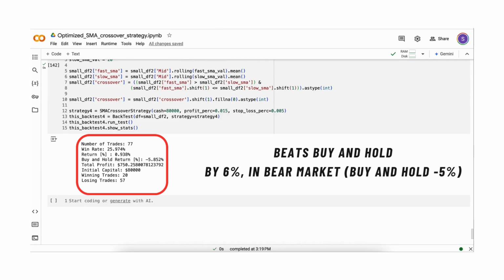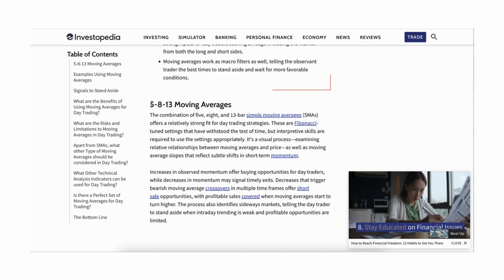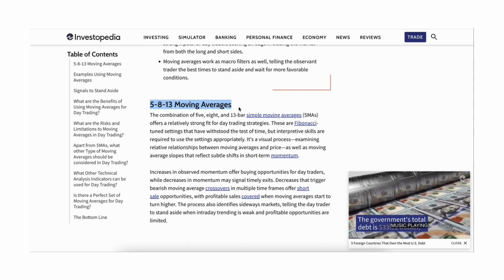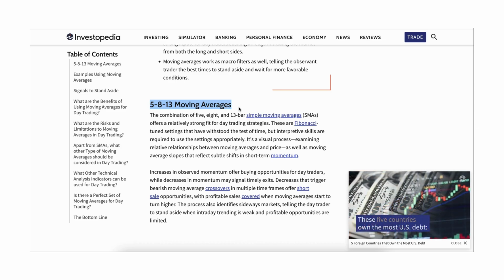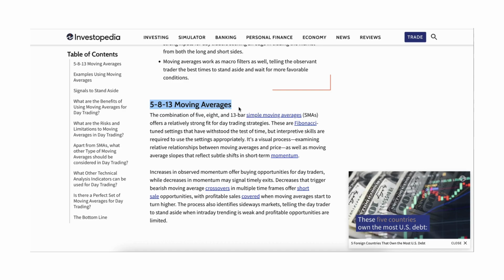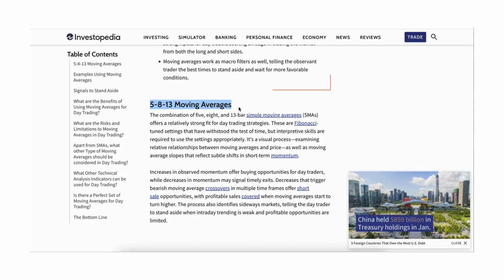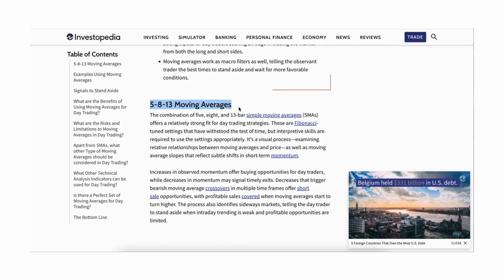If you look up SMA trading strategies on the internet, you will be recommended to use moving averages of 5, 8, and 13 day or 13 bar simple moving averages to construct your strategies. In this video, we want to ask if this is the right number of bars you should consider for your trading strategy. The message I want to give is that these parameters suggested on the internet may or may not work for your trading instrument.